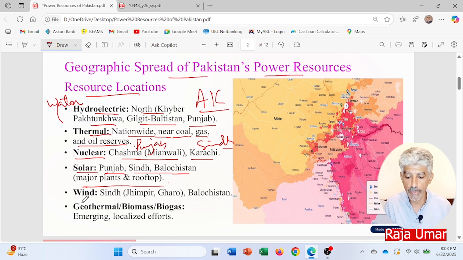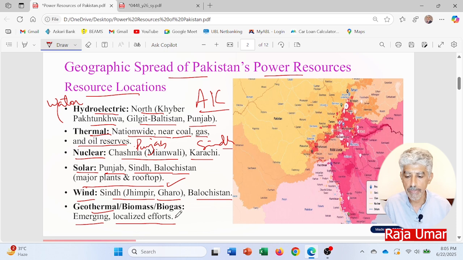That is a big issue for the government and even for the people who are bearing the cost of very, very expensive electricity. Wind power, Sindh, Jhimpir, Gharo creeks, they are the areas where wind turbines are installed. And in Balochistan, the potential is there to install wind turbines on the coastal areas, Makran coast. So as we see, along the coastline of Balochistan especially, and Sindh, the wind blows to a greater extent, and that wind can be utilized to generate power by installing more and more wind turbines over there.